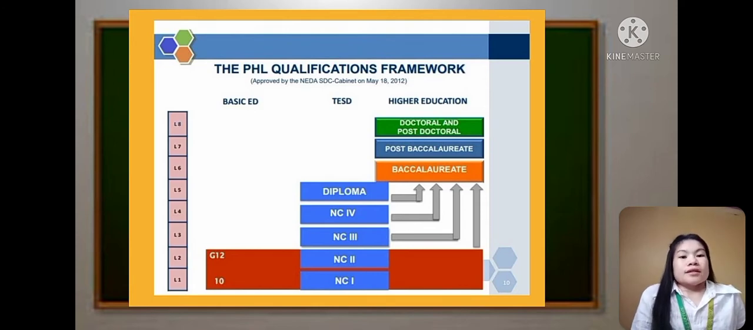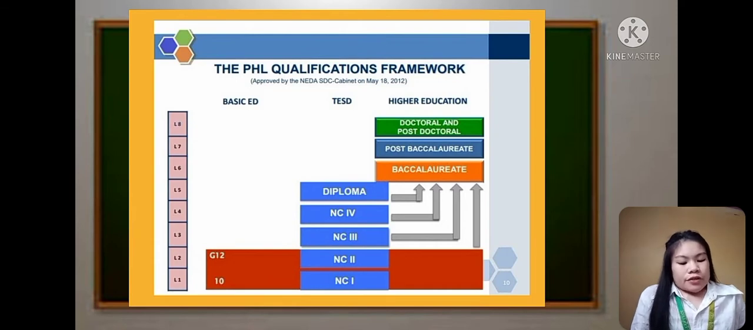PQF is divided into 8 levels, from level 1 to level 8. The first level is to be achieved by grade 12 graduates who can be awarded National Certification 1 or NC1 if qualified by the TESDA. Note that level 2 is for NC2, level 3 is for NC3, level 4 is for NC4, and level 5 will be certified by the TESDA.